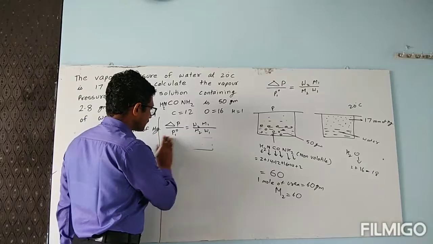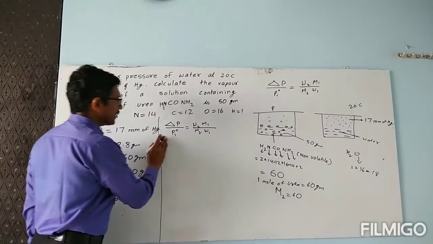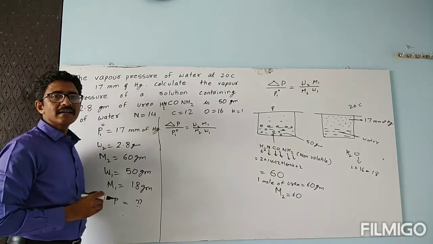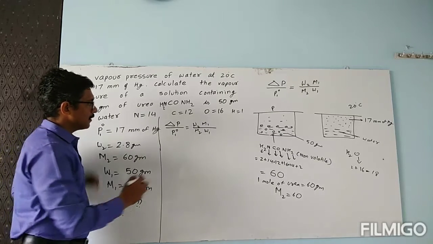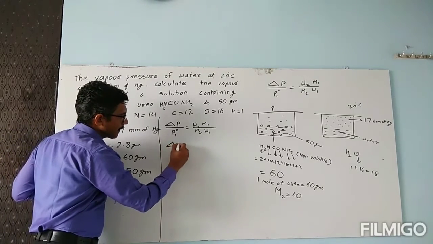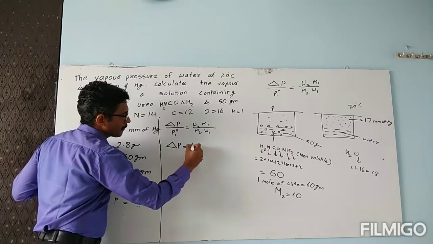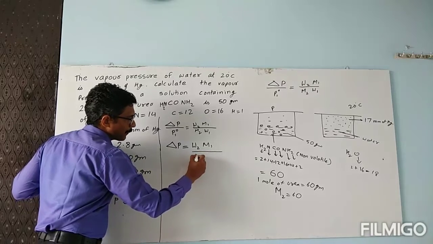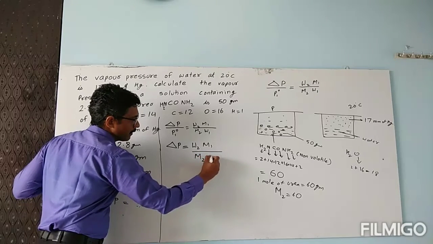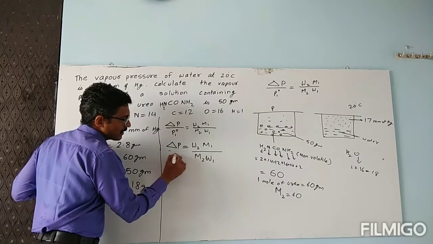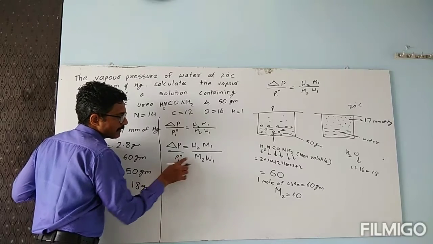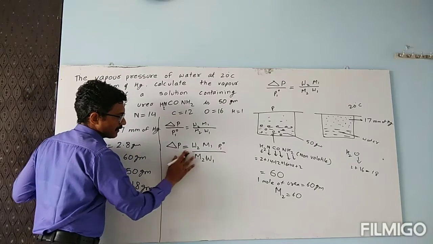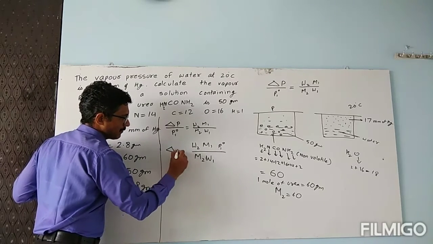So children, let's first calculate delta P. First we will calculate what? Delta P equals W2 M1 upon M2 W1. This P1 was here. I am taking it to this side. It comes in the numerator, P1 standard. This will remain as it is. Delta P will remain here only.